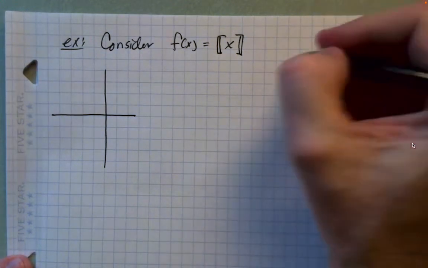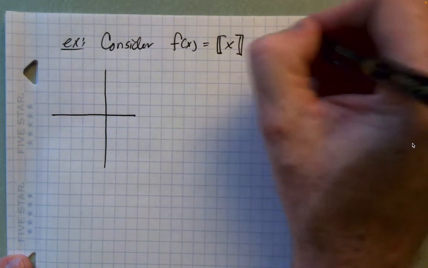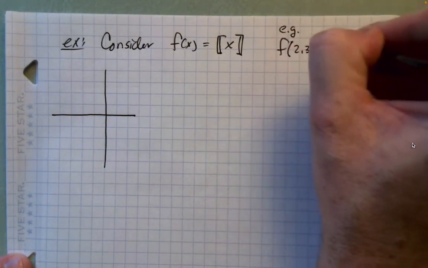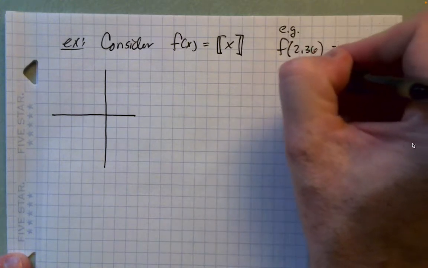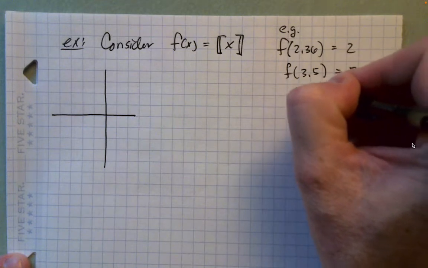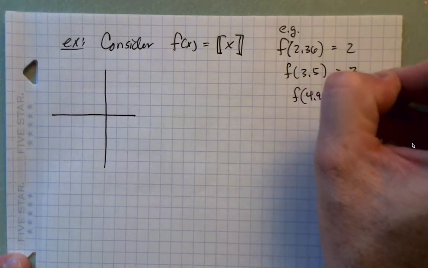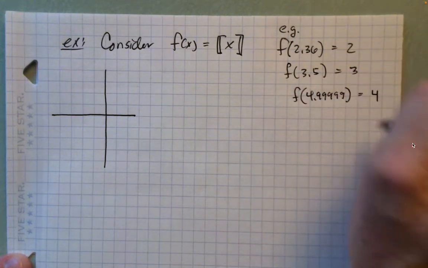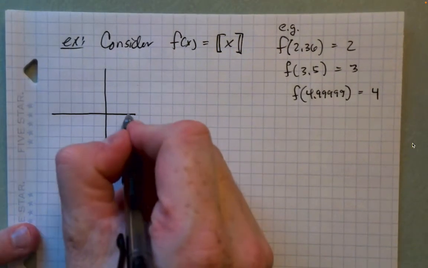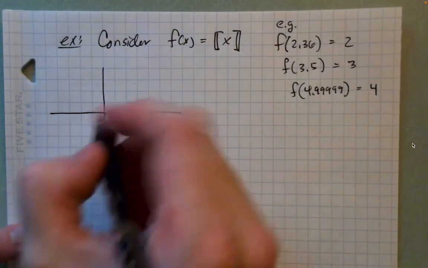For example, f of 2.36 would equal 2. F of 3.5 would equal 3. F of 4.99999 would equal 4. So it's just truncating the decimal expansion. And so you can imagine what this looks like.